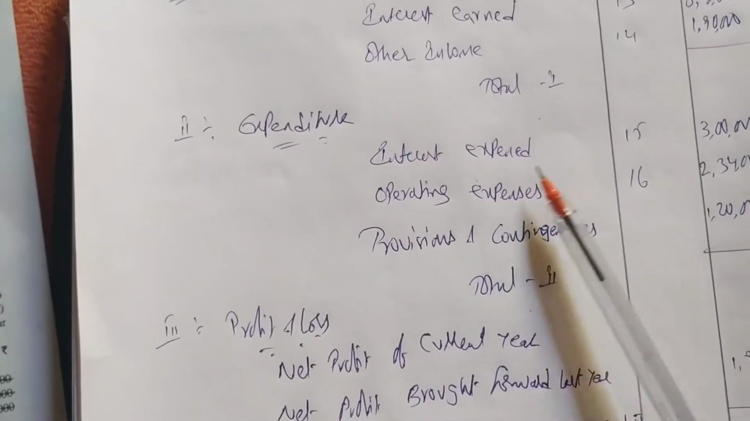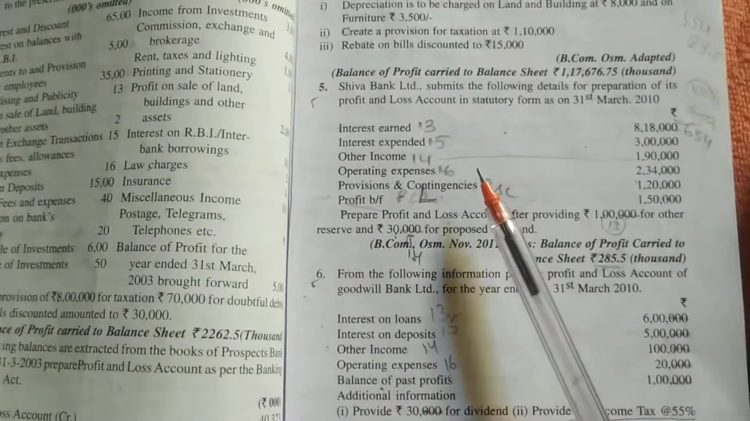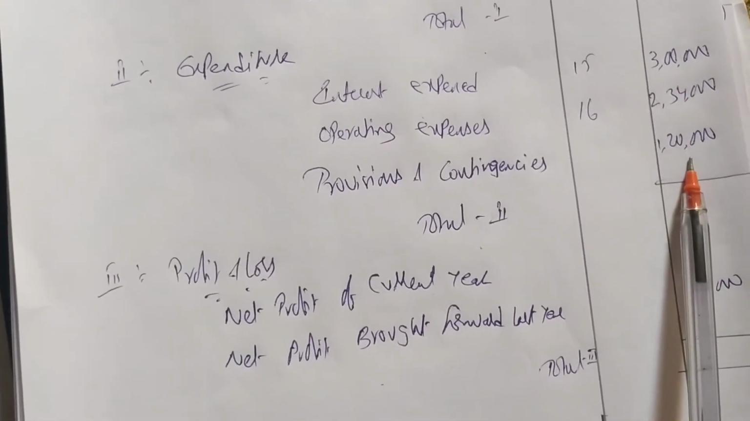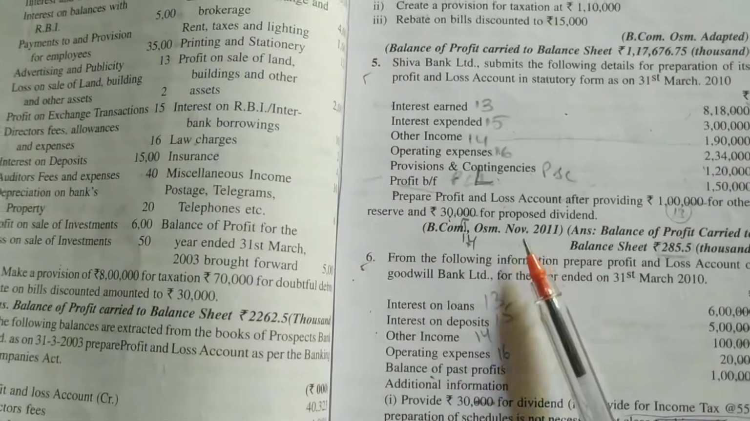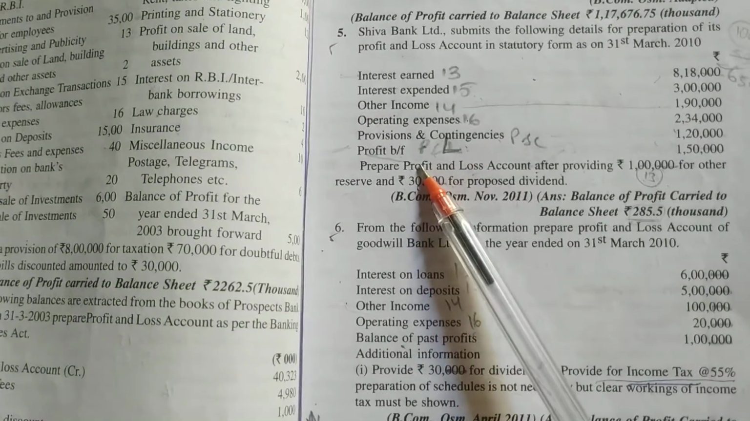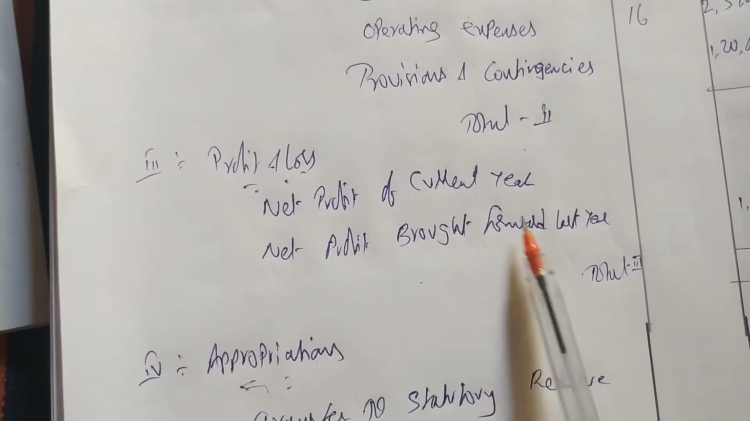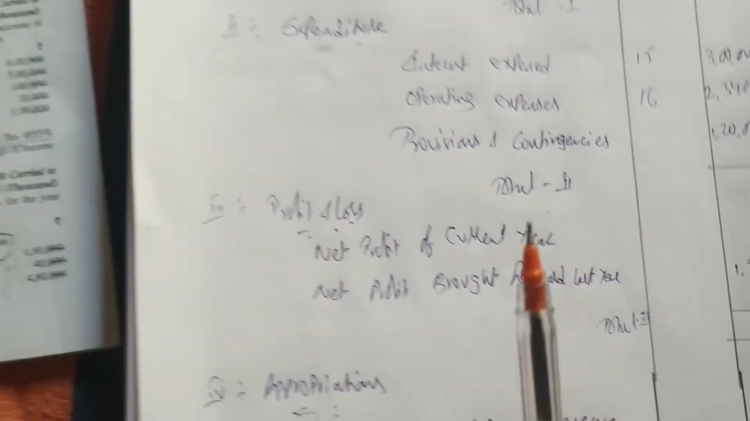So we have written operating expenses 2,34,000. After that we have provisions and contingencies 1,20,000. So we have written provisions and contingencies 1,20,000. Next we have profit brought forward, meaning last year's profit, 1,50,000. So we have written in profit and loss Roman number 3, net profit brought forward from last year 1,50,000.